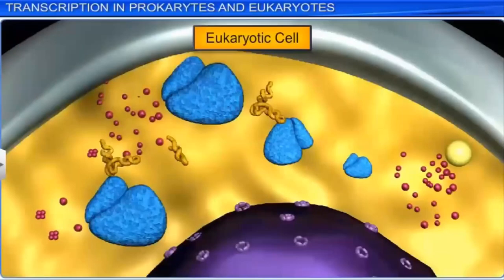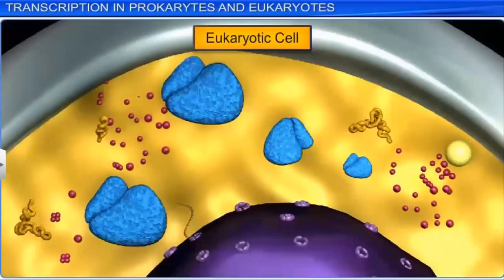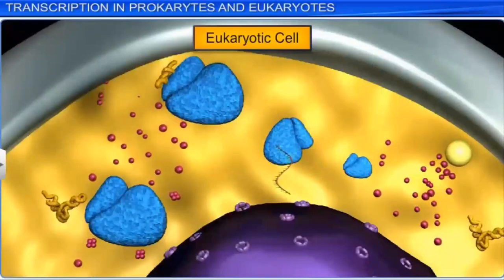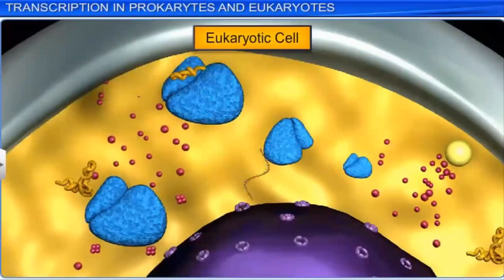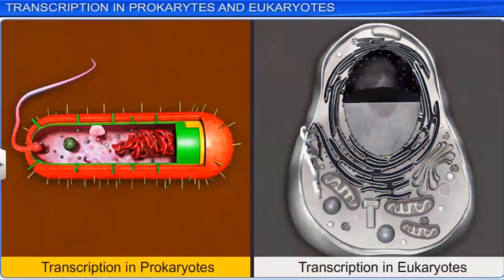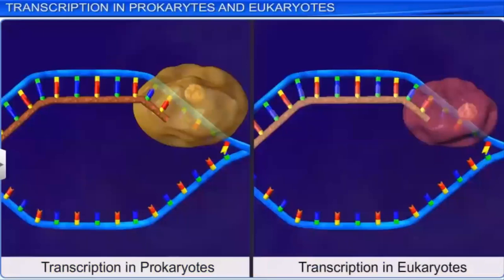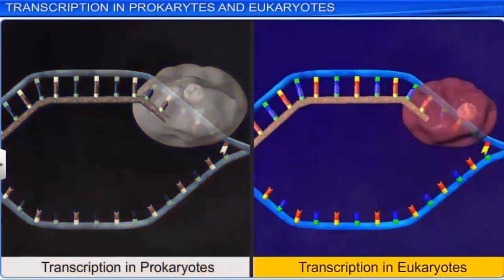The stages of transcription in eukaryotes are similar to that of prokaryotic transcription. However, there are some differences as well. Let's understand them in detail. Unlike prokaryotic transcription, which occurs in the cytoplasm, transcription in eukaryotes occurs in the nucleus. There is only one RNA polymerase in prokaryotic transcription. However, eukaryotic transcription involves at least 3 RNA polymerases.